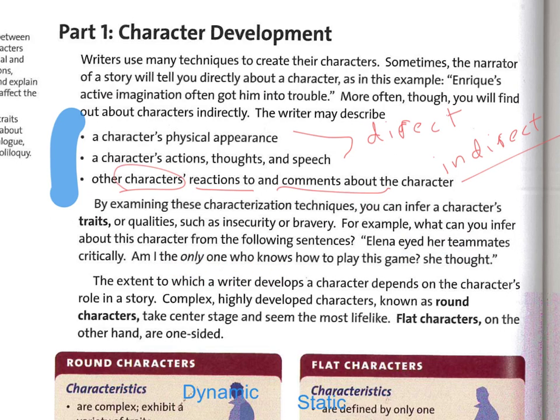the way she's thinking these things. Okay, the extent to which a writer develops a character depends on the character's role in the story. And as we just said, round characters tend to be the center of the story, and they're the most lifelike. And flat characters are usually not the main character. Great. Let's look on the next page.